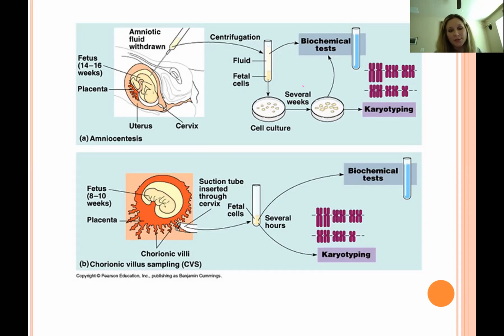So the miscarriage risk with chorionic villus sampling is a lot higher, but a person can get it done earlier. At 8 to 10 weeks, finding out that the baby has a genetic disorder is a lot different than finding out at 14 to 16 weeks in terms of what the woman's options are at that point.